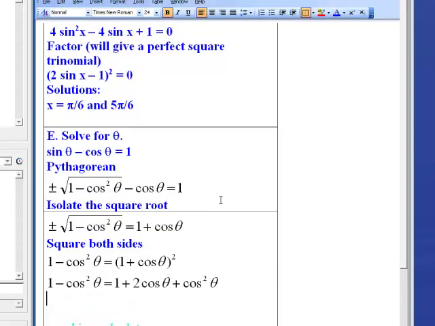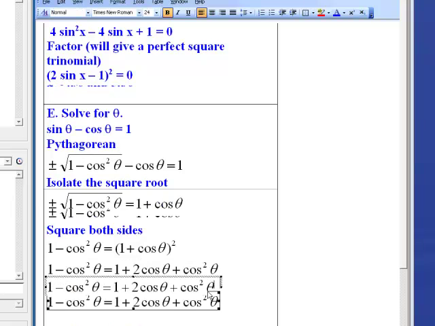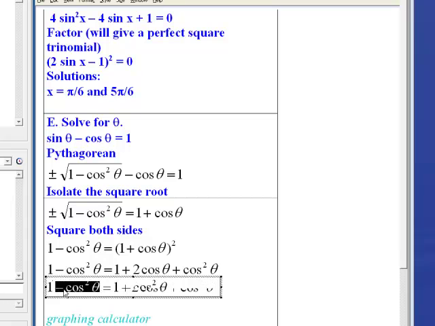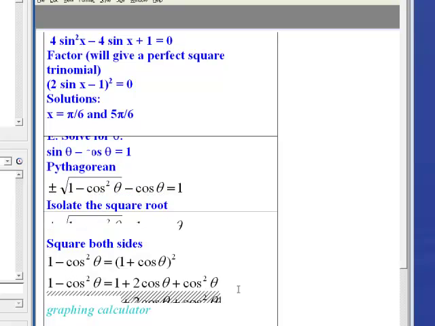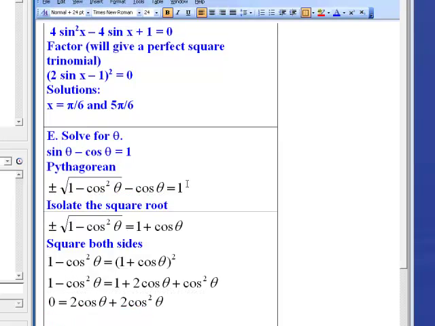And then we put everything on one side, so we add cosine squared on both sides. So we get a 2 cosine squared over here, and then we subtract that 1 on both sides, so we get a 0 there, which of course we don't have to write anymore. Here we go, and now what we do on this one is actually really straightforward.